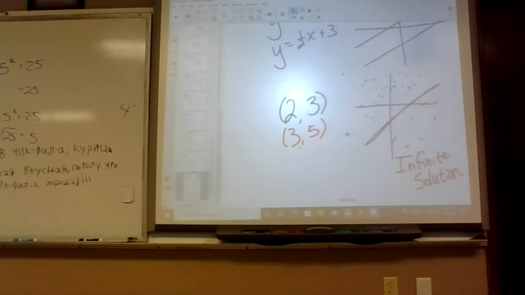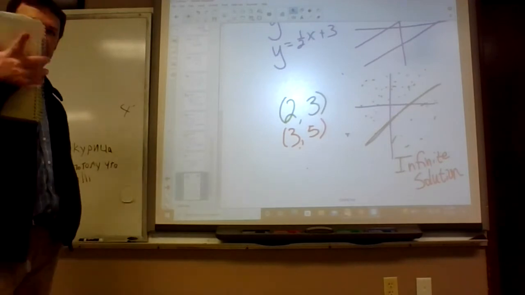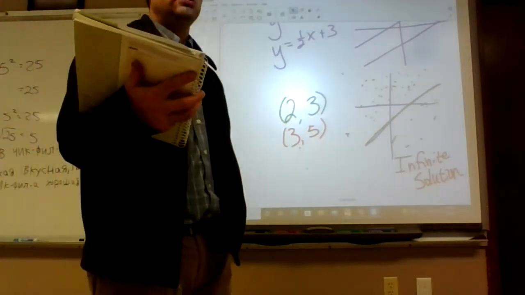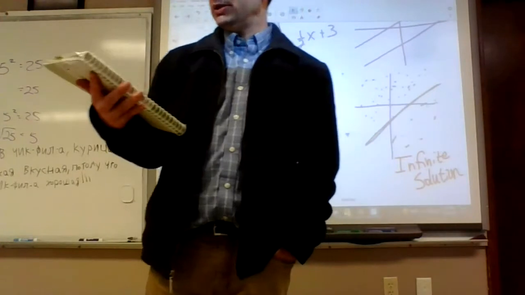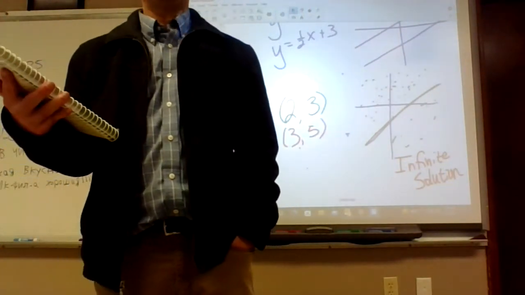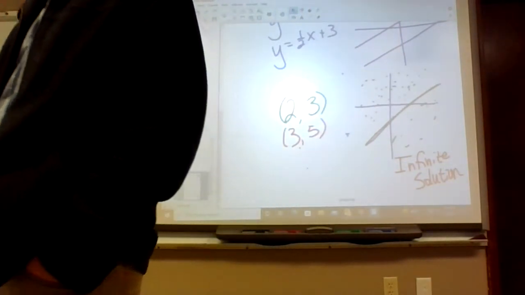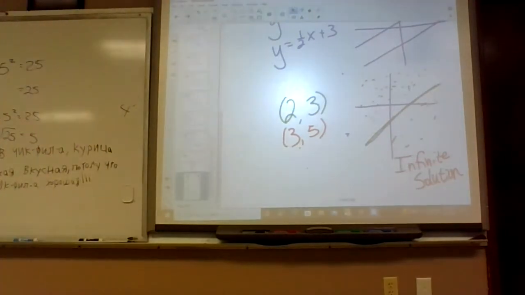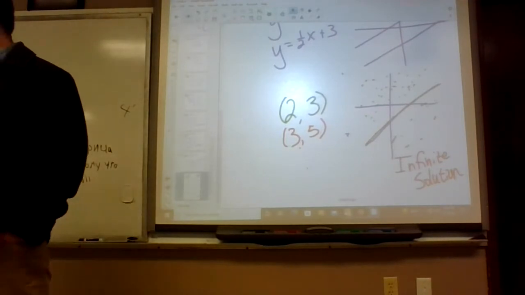Okay, number 3. What is the common solution for that graph? No solution. Because the lines are parallel, they will never touch each other, they will never have a common solution. So the symbol for no solution is a 0 with a slash through it.